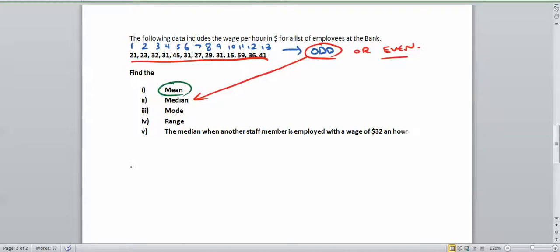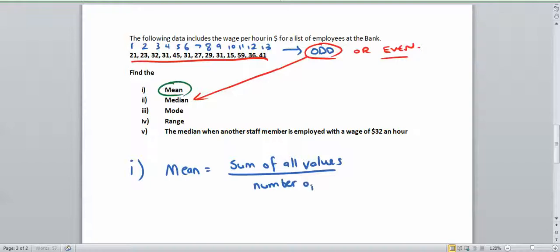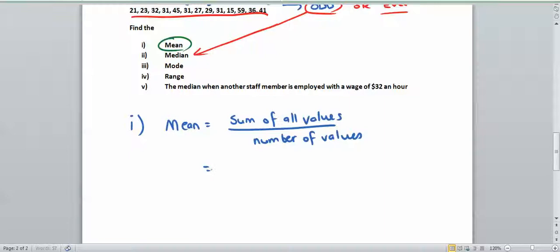So first of all, how do we find out the mean? Well, the mean is equal to the sum of all values divided by the number of values. In this case, we worked out to be 13. Okay, so let's go ahead and do that. So the mean, and obviously this is a big one, so you guys, it's fine, you can use your calculators. 21 plus 23 plus 32 plus 31 plus 45 plus 31 plus 27. I probably shouldn't have made such a big question.